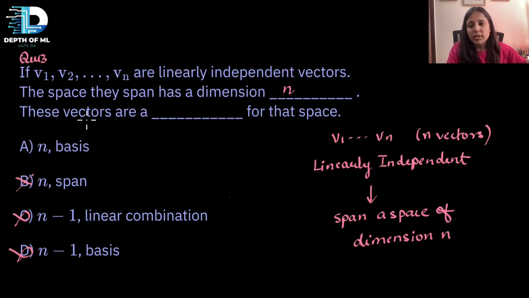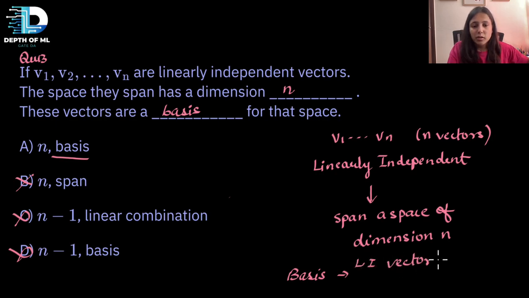So the correct option is that these vectors are a basis for that space. Basis, because we know that a basis is a set of linearly independent vectors that span the space.